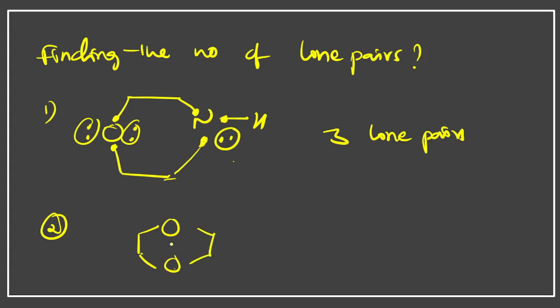In this example, the same oxygen has how many lone pairs? 2 are used, the remaining are 6, so 2 lone pairs. Here also. So the total number is 4 lone pairs.